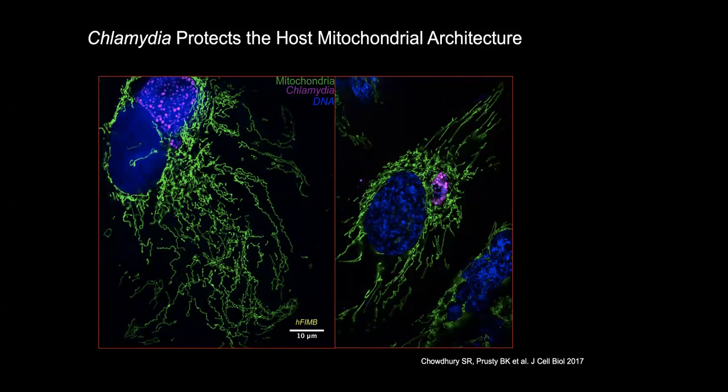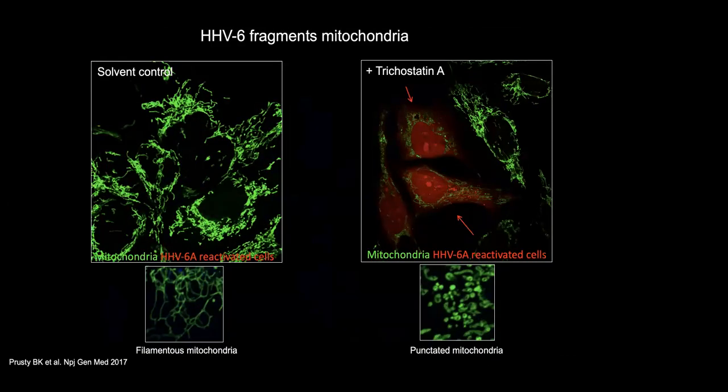But on the other hand, if we take a herpes virus, which we are very interested in, HHV6, and we reactivate HHV6, for example, over here, you will see that in these cells in which the virus is being reactivated, indicated by the red fluorescent protein, the mitochondria completely change from a filamentous form to a punctate mitochondrial form. So some pathogens change the mitochondria to an over-filamentous structure, while other pathogens like HHV6 cause punctate mitochondria.